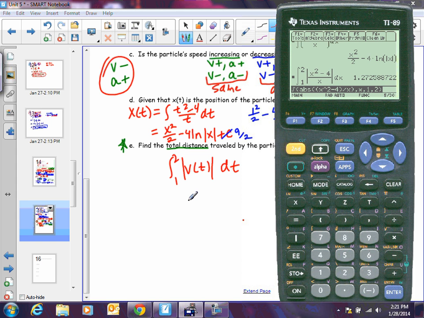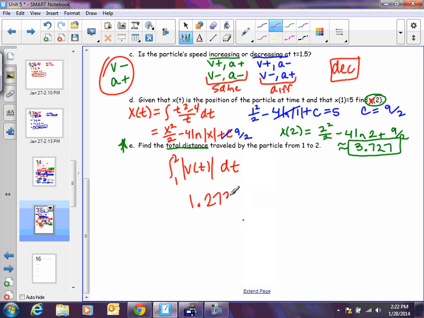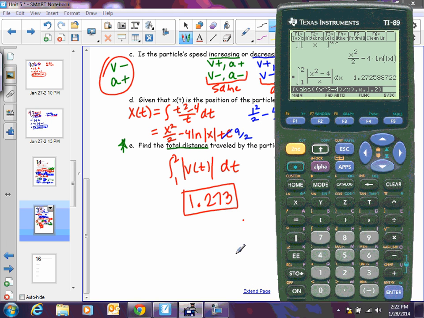Now keep in mind, this is the total distance. This is not how far the particle is from where it started. All right, so 1.273. And there are no units on this. So that's how far this particle traveled. Any questions on that?